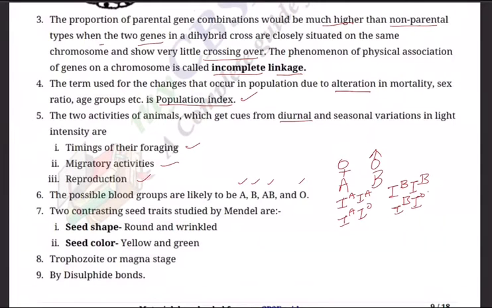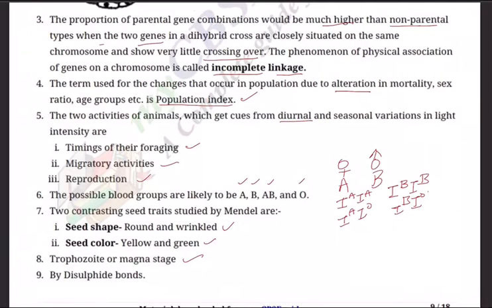Question number 7: mention any two contrasting traits with respect to seeds in pea plant that were studied by Gregor John Mendel. Two contrasting seed traits studied by Mendel are, as all of us know, first the seed shape, either the seed will be round or wrinkled, and second the seed color, yellow or green. Question 8: which stage of Entamoeba histolytica is pathogenic to human beings? The trophozoite or magna stage is the pathogen.